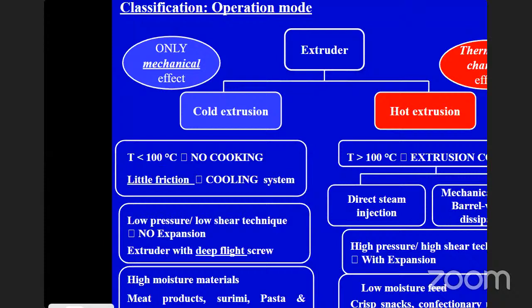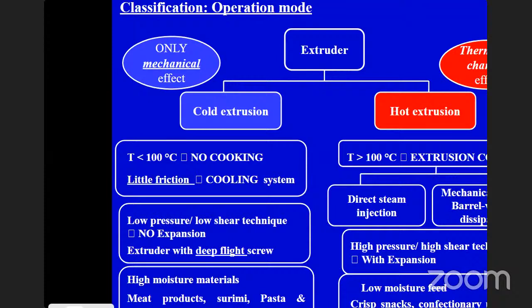Now let's go into the second classification according to the operation mode. Coming to the types of extrusion process, there are two types. The first one is cold extrusion. This technique mixes and shapes only food materials such as biscuit dough and pasta without cooking them, because the temperature applied in this technique is less than 100 degrees. So there is no cooking in this technique.